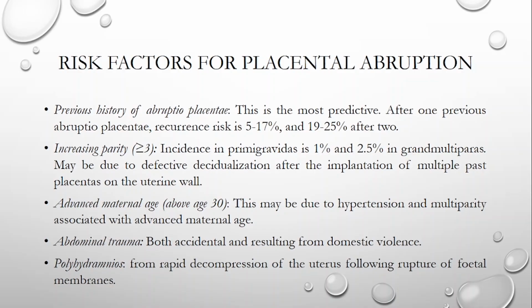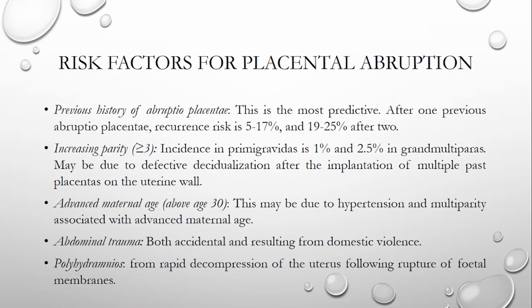Abdominal trauma. Abdominal trauma is a strong risk factor, both accidental and resulting from domestic violence, fight between husband and wife, or accident involving road traffic accidents, or a street fight may result in abruption placenta.